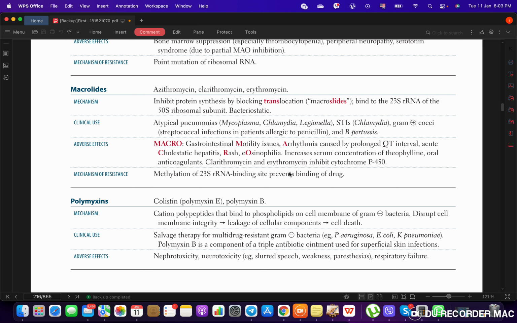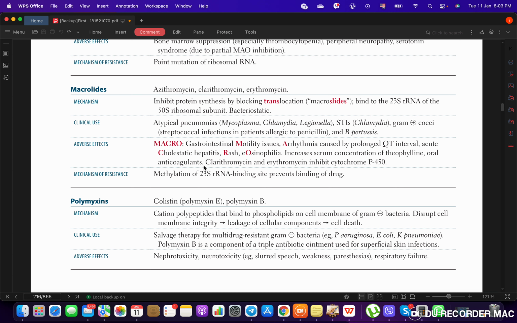And Bordetella pertussis. What is that? Whooping cough. Absolutely. Good. So the next one is, wait. Oh, for a second I thought I stopped recording. That was crazy. Scary. Adverse effect.